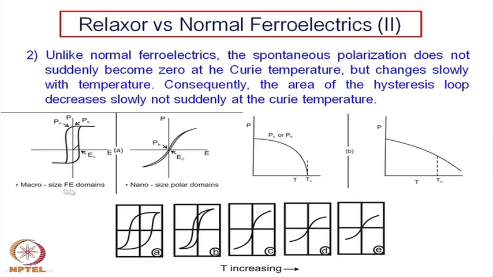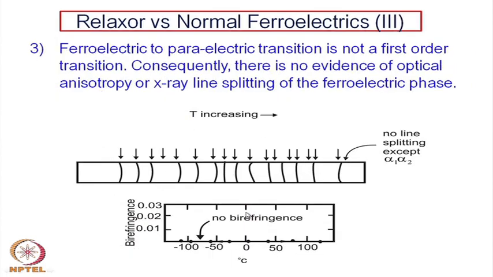Consequent to this, you have a slow change in the hysteresis loop. As such, of course, is a much more magnified view of this situation. Okay. So, away from the Curie temperature or the transition temperature here, you have a much broader peak, and slowly it changes to almost a line-like behavior, a non-linear behavior. Okay. So, this is a much slower change compared to the normal ferroelectric. So, this is the second characteristic.